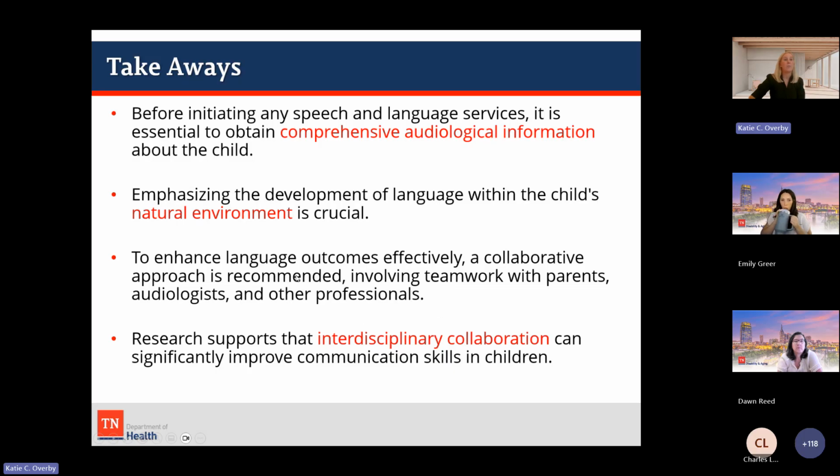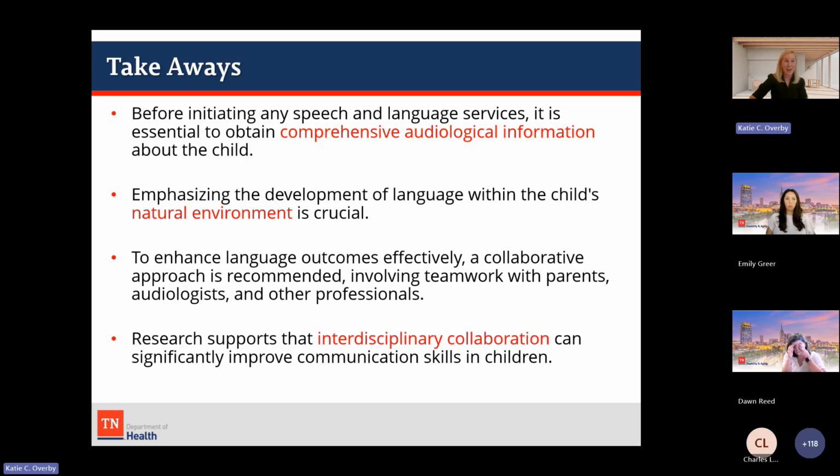And we can enhance the outcomes of kids who are deaf and hard of hearing, of all of our kids, by being collaborative, by being a team member and working with parents. And research strongly supports interdisciplinary collaboration. So reach out to people that can help walk alongside you and be a resource for those parents.